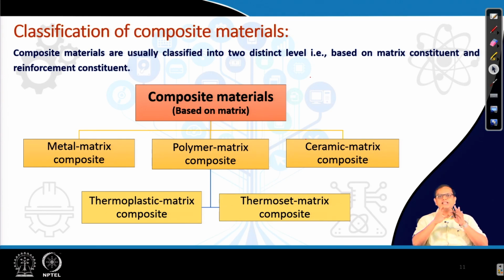Obviously, we have three major kinds of matrix. One is metal matrix, that means the matrix is made of metal. Similarly, we have ceramic matrix and we have polymer matrix composites. In today's class, I will talk about metallic matrix composites and ceramic matrix composites.